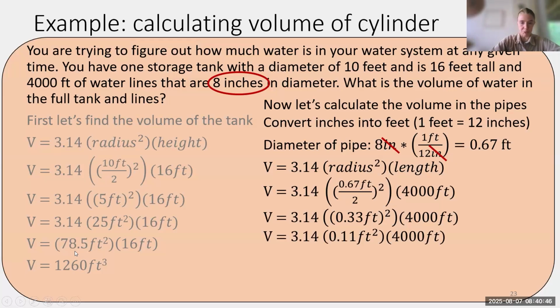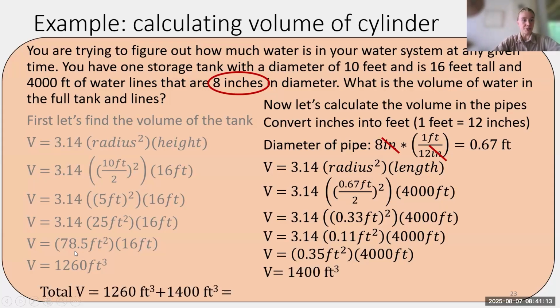And now what we have to do is multiply across here. 3.14 times 0.11 feet squared will give us 0.35 feet squared times 4,000 feet, because we're going feet squared times feet. That's going to give us feet cubed in our final answer, and the 0.35 times 4,000 will be 1,400 feet cubed. Okay, and now to find the volume in the entire system, we just need to add those two together, right? We're just trying to find the whole volume.